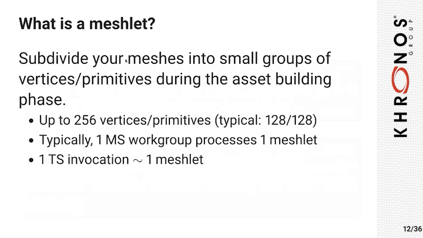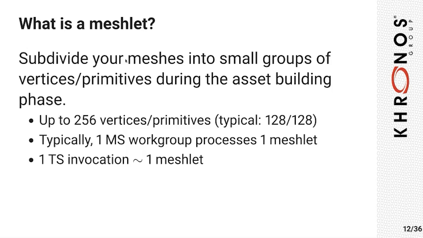So one thing that you have to decide is how large you want your meshlets to be. The maximum is 256, which is typically what most GPUs allow you to do. But you might not want to go that big. You might want to go a bit smaller, like 128 perhaps. And the way these are processed is that typically the recommendation is one mesh shader workgroup should process one meshlet. And if you look at the task shader stage before that, one task shader invocation should process one meshlet.